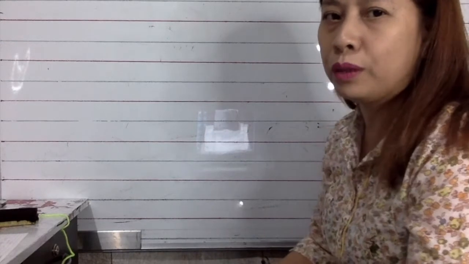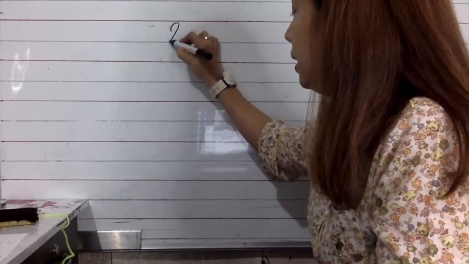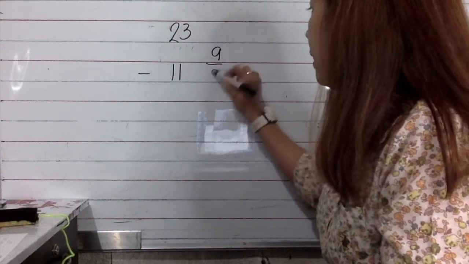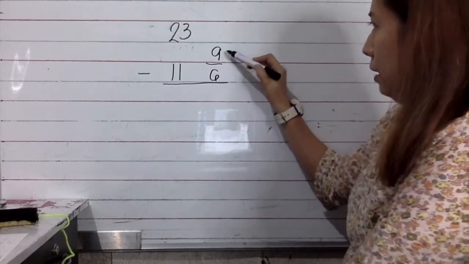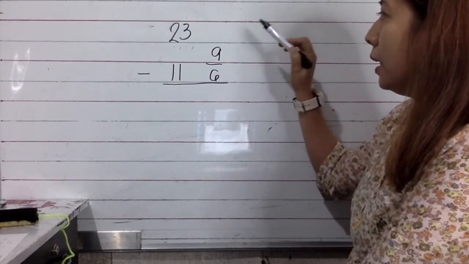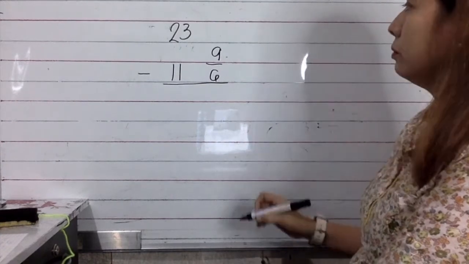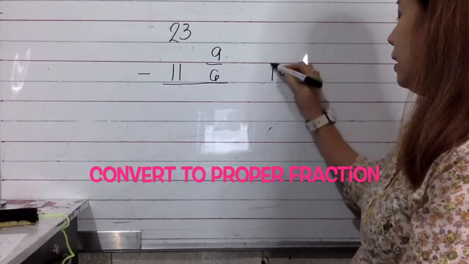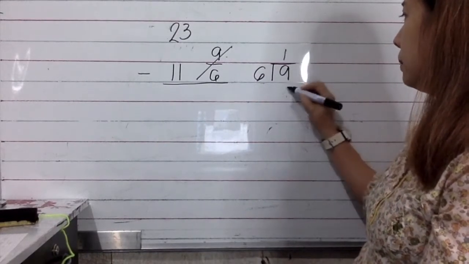How about if we encounter a problem in which the subtrahend has an improper fraction? For example, 23 minus 11 and 9 over 6. So how are we going to solve this problem? Improper fraction: the numerator is bigger than the denominator. So, in this case, we are going to divide it first. So, 9 divided by 6 is 1 times 6.